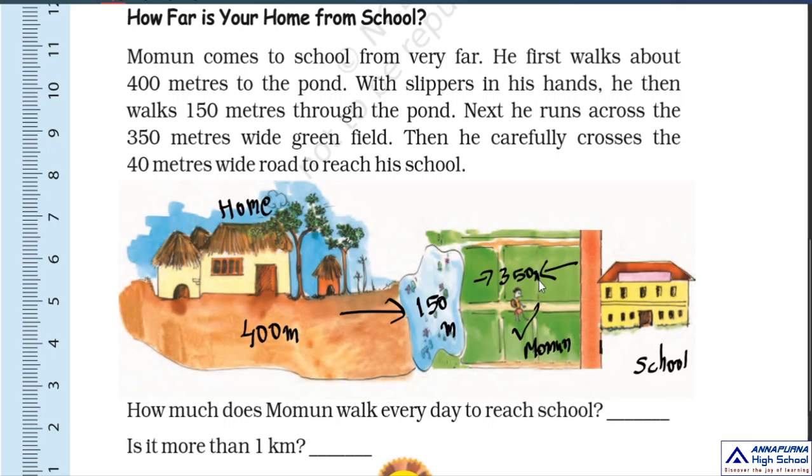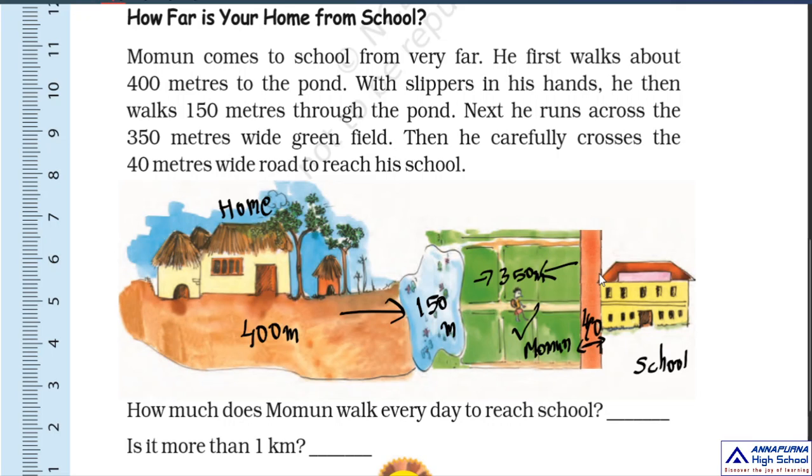Okay children, then carefully cross the road. So the road is there, and this is 40 meters. How much children? 40 meters. Carefully cross the road. Obviously you have to cross the road carefully because vehicles are going there. So whenever crossing the road, be careful.